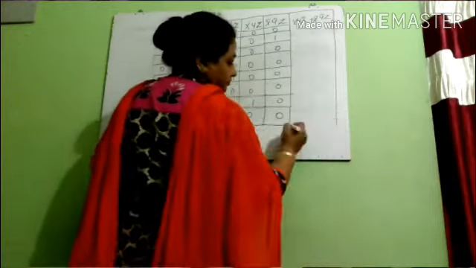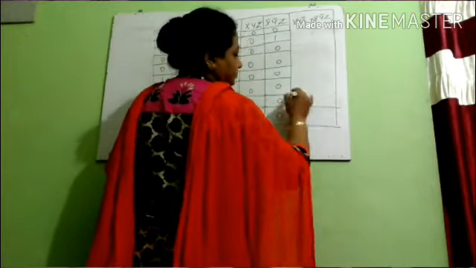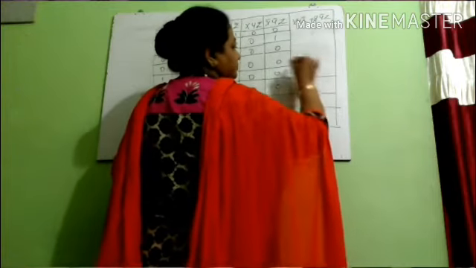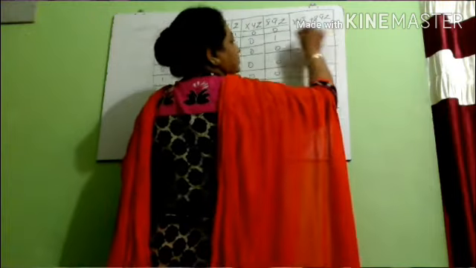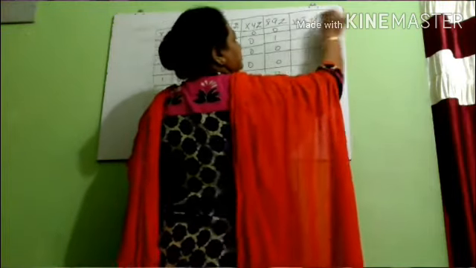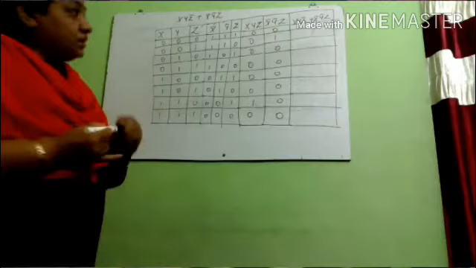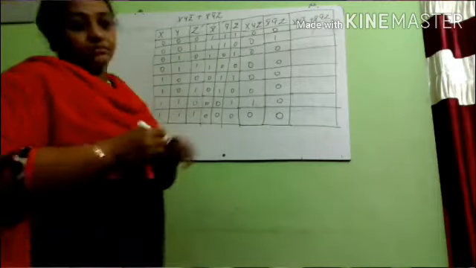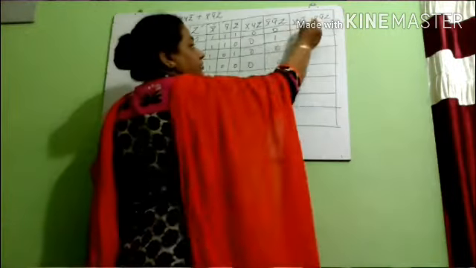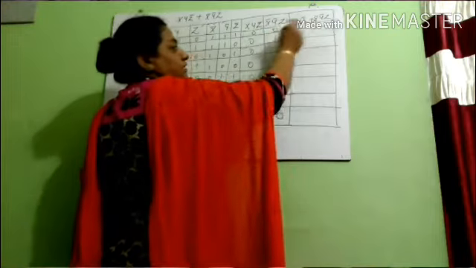0, 1, 1 is 0. 1, 1, 1 is 1. 0, 1, 0 is 0. 1, 1, 0 is 0. 0, 0, 1 is 0. 1, 0, 1 is 0. 0, 0, 0 is 0. 1, 0, 0 is 0.